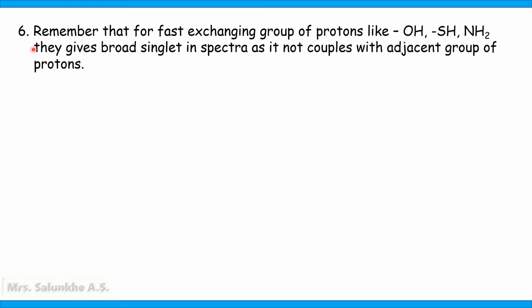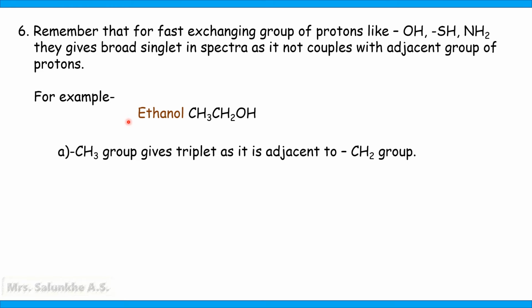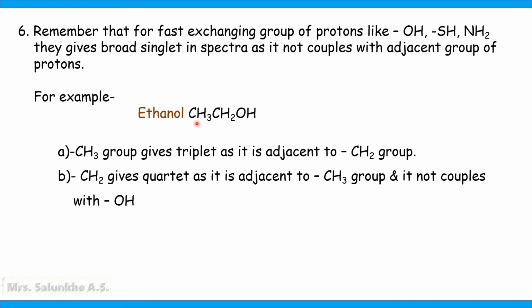And remember that fast exchanging groups like OH, SH, NH2 always give a broad singlet in the spectra as such protons are not coupled with adjacent groups of protons. For example, in case of ethanol, the CH3 group gives a triplet as it is adjacent to the CH2 group. For that methyl group, there are two non-equivalent adjacent protons, therefore it gives a triplet according to the n+1 rule.